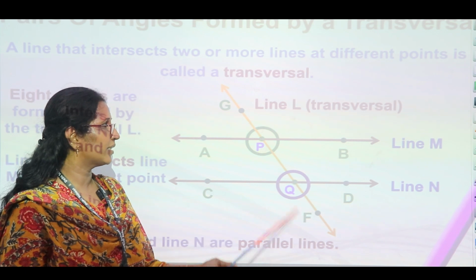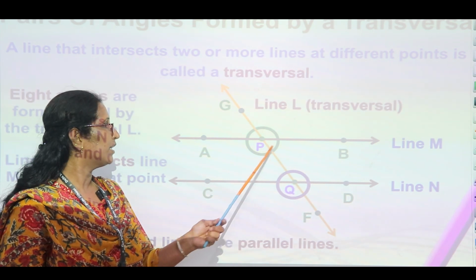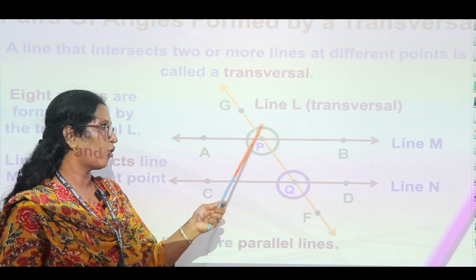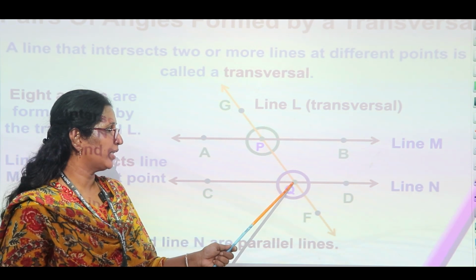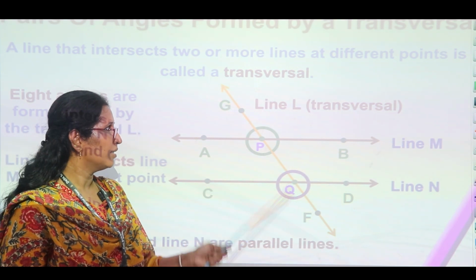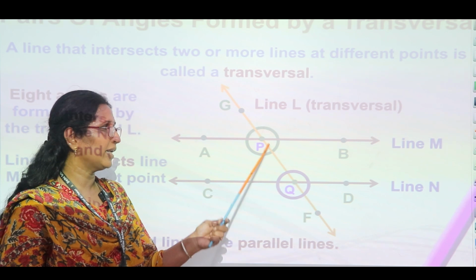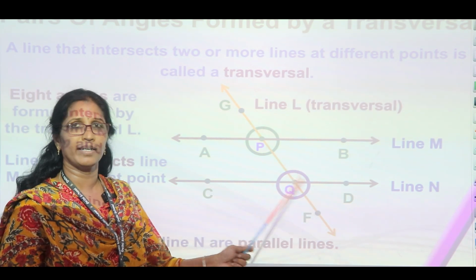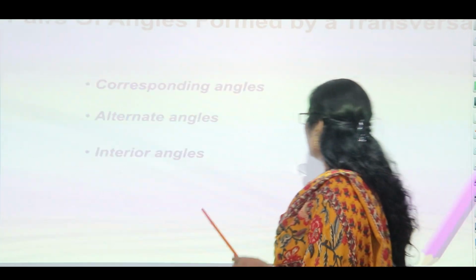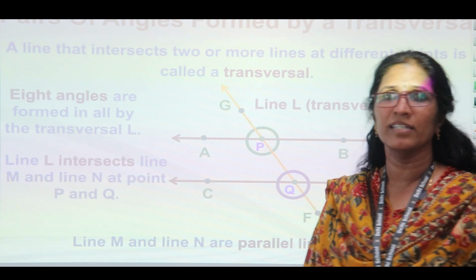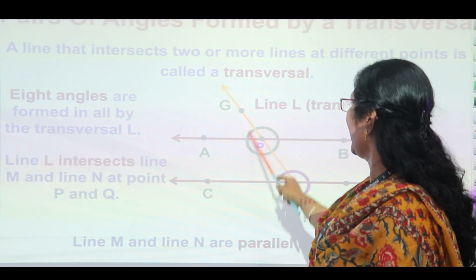When this line is cutting the parallel lines, it is forming 8 angles. That means at point P it is forming 4 angles, and at point Q it is again forming 4 more angles. Together, this transversal line makes 8 angles with these 2 parallel lines M and N. And between those parallel lines, when 8 angles are formed, there is a connection between these 8 angles.